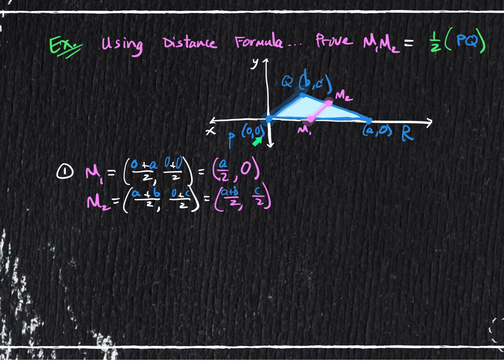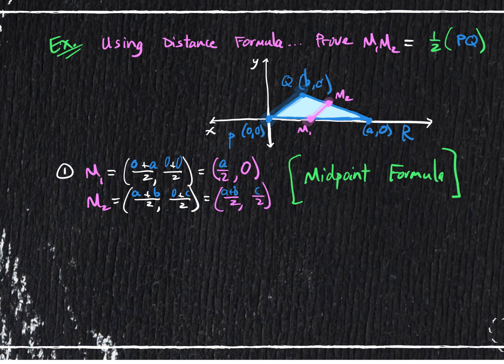So M1 is the midpoint of P and R. So using the midpoint formula with the coordinates of P and R, M1 is a over 2, 0. For M2, it's the midpoint of Q and R. So we'll add the x-coordinates a plus b, divide by 2, and we'll take the y-coordinates 0 and c and divide by 2. All right, we now have the coordinates for midpoint 1 and midpoint 2, and our reason in our proof is the midpoint formula.